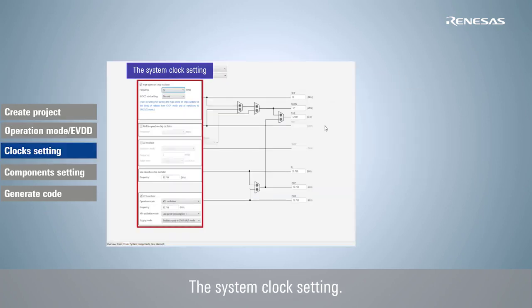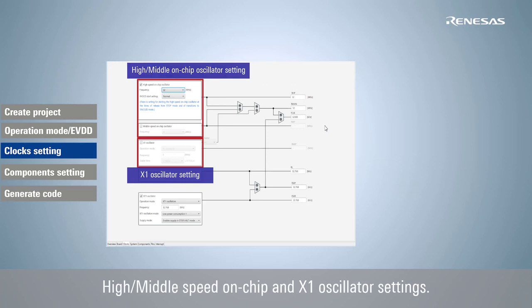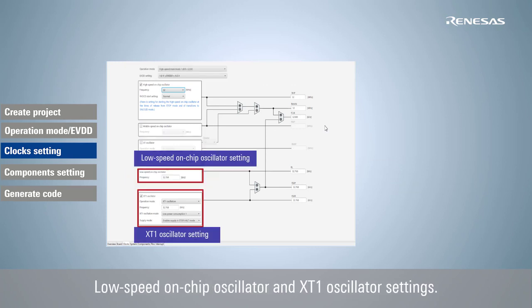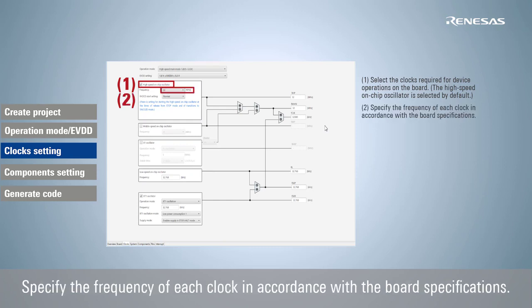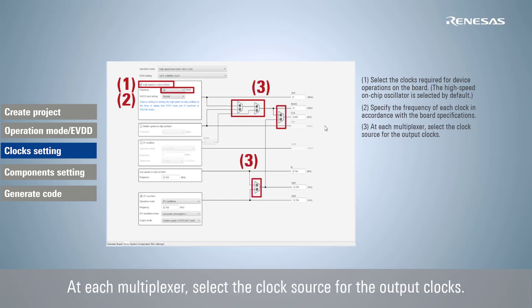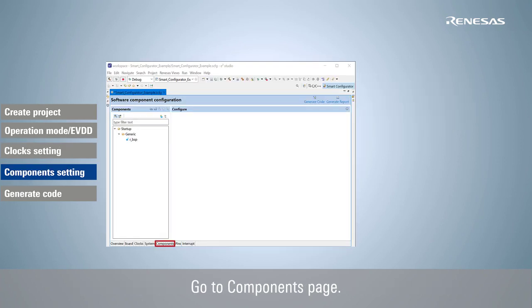Next, set the system clocks. Main system clock and subsystem clock. Select the clocks required for device operations on the board. Specify the frequency of each clock in accordance with the board specifications. At each multiplexer, select the clock source for the output clocks. After setting clocks, go to Components page.